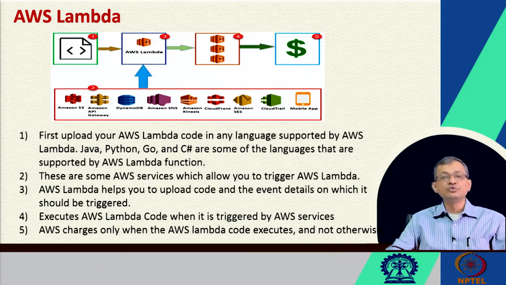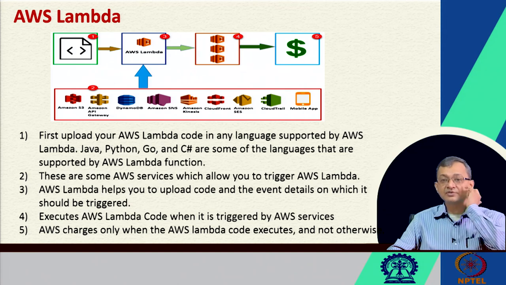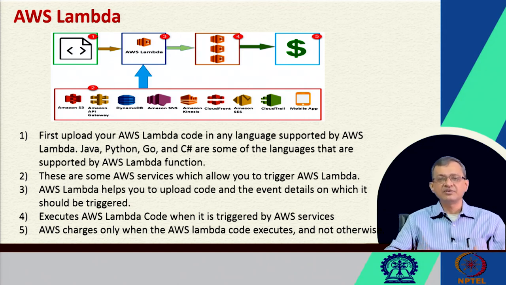First, you need to upload your AWS Lambda code in any language supported by AWS Lambda. That means whatever the AWS Lambda platform supports, you can write the code in it. It can be Java, it can be Python, Go, C#, and some other languages that are supported, right. These are the popular languages that are supported. You can use whichever other language is supported by AWS.